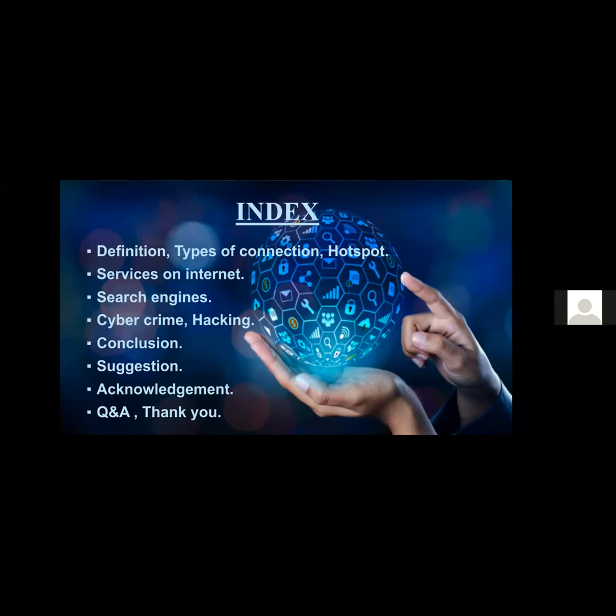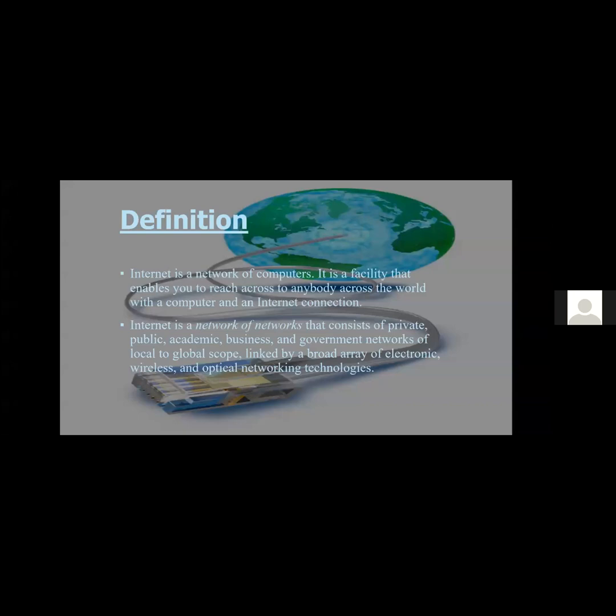So here is my index today: definition, types of connection, hotspot, services on the internet, search engine, cybercrime, hacking, conclusion, suggestion, acknowledgement, Q&A, and thank you. So here is the definition of the internet. The internet is a network of computers. It is a facility that enables you to reach anybody across the world with a computer and an internet connection. The internet is a network of networks that consists of private, public, academic, business, and government networks of local to global scope.